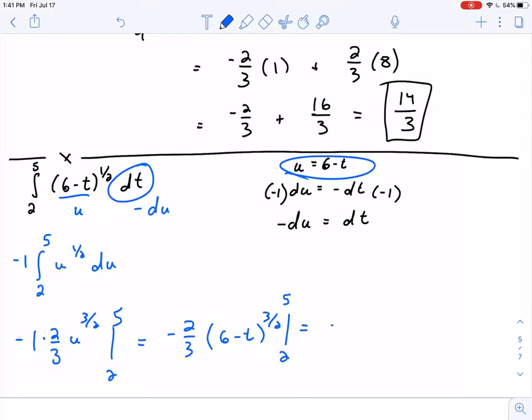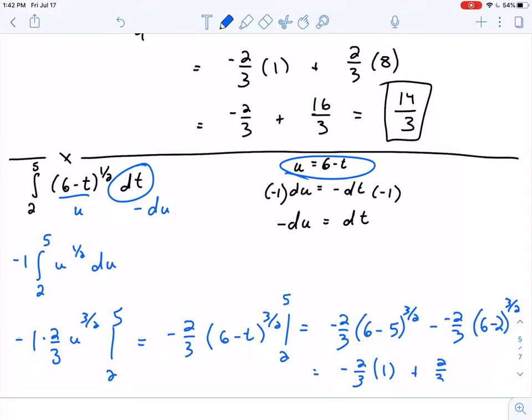So this would be -2/3 times 6 minus 5 to the 3/2 power, minus -2/3 times 6 minus 2 to the 3/2 power. Let's see, this will be -2/3 times 6 minus 5. That's going to be 1 to the 3/2, which is 1. Plus 2/3. This is going to be 4 to the 3/2, which is 8. That's exactly the same thing we had in the last one, so we get 14 over 3, which is exactly the same solution.